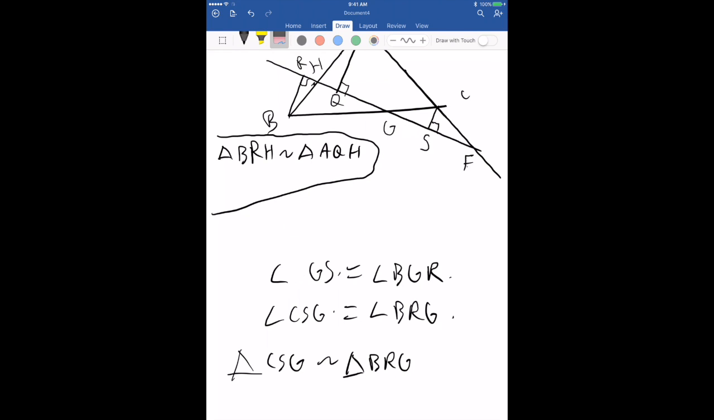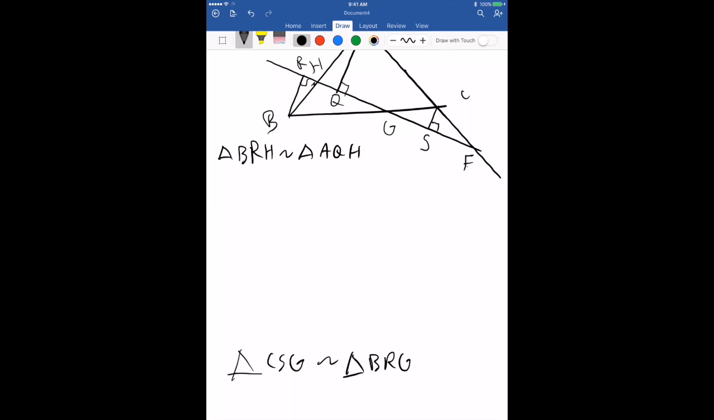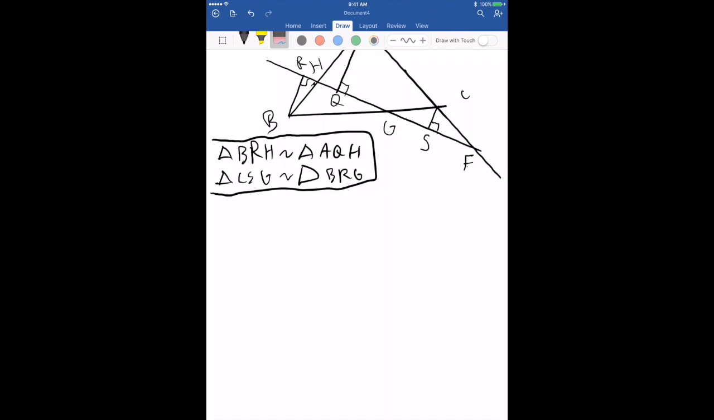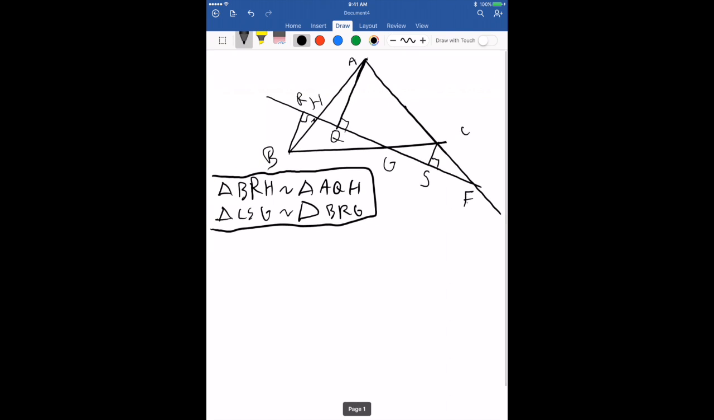As you can see, this is very similar in each case, and we've got one more set of similar triangles. Once again, I'm going to rewrite this up here in our little notepad, so to speak: CSG is similar to triangle BRG. And once again, separate this off. Now the final set of similar triangles can go a little faster because we've done this twice already. Consider triangle AQF along with triangle CSF.